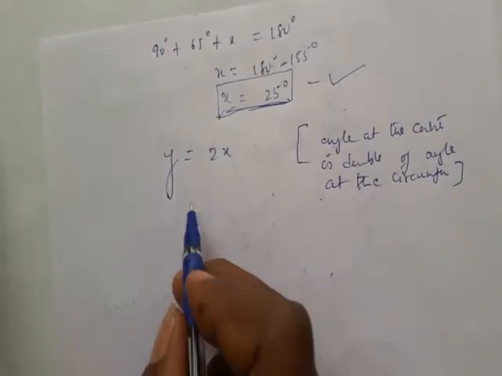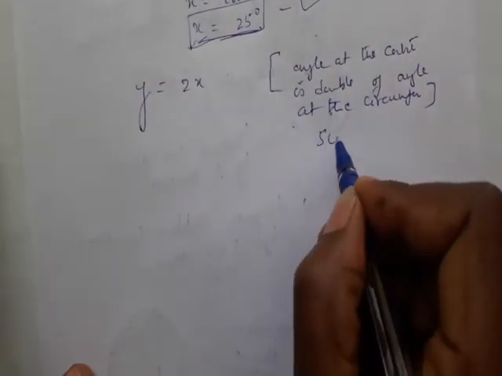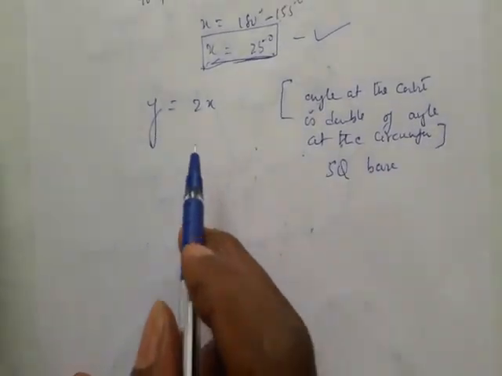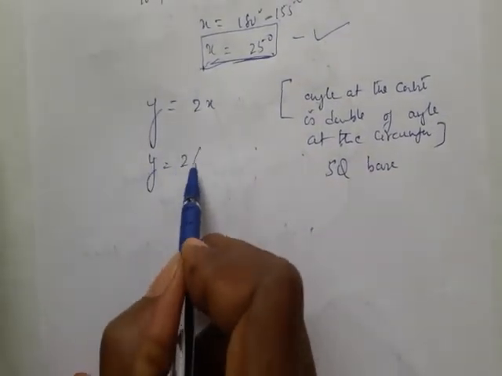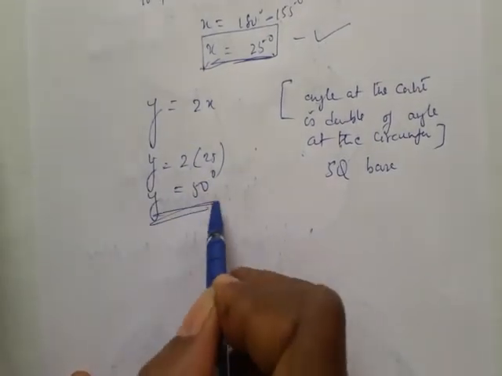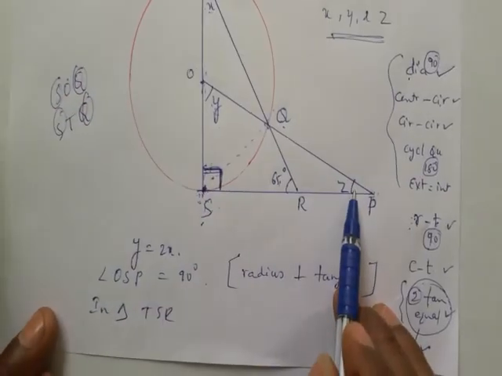That's the reason. Both are having which base? Both are having SQ base. On SQ base, both the center and circumference angle form. Y is equal to 2 into 25, it is 50 degree. The second answer also we got. Write it in a box.